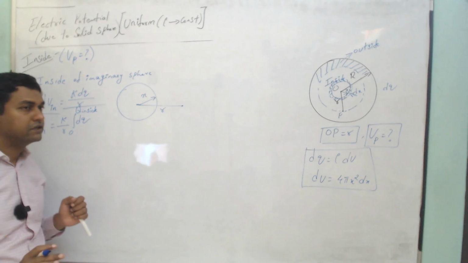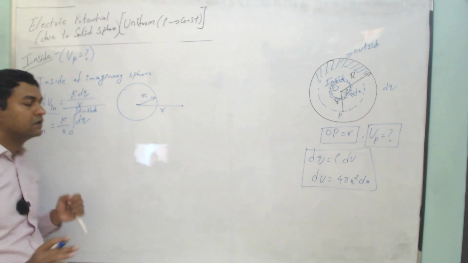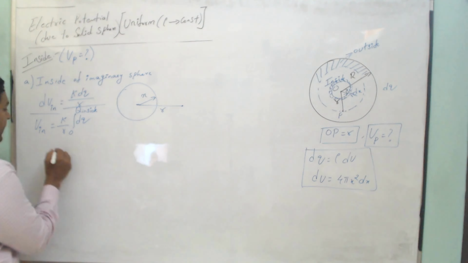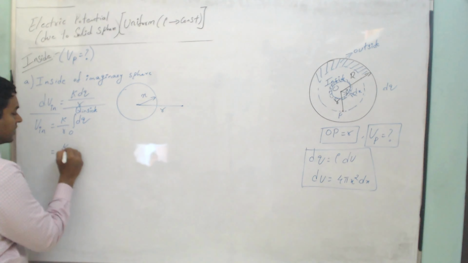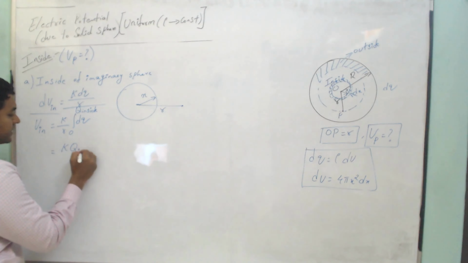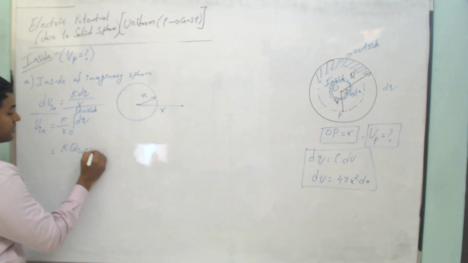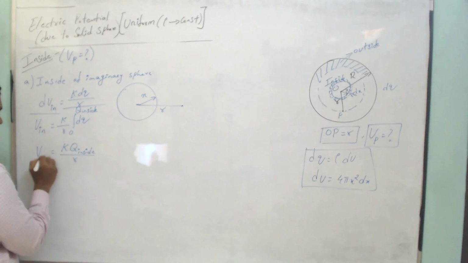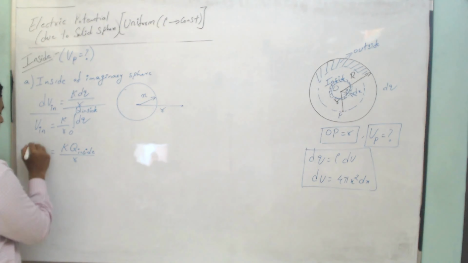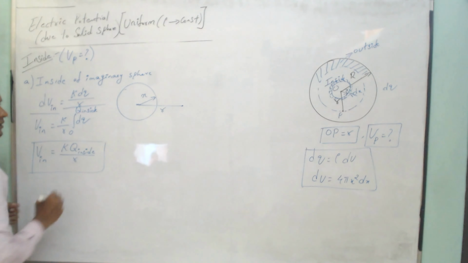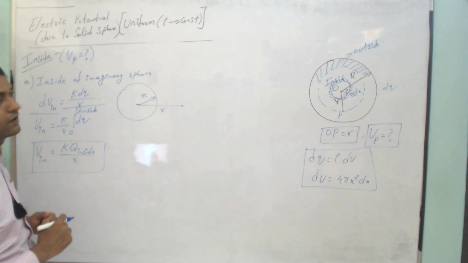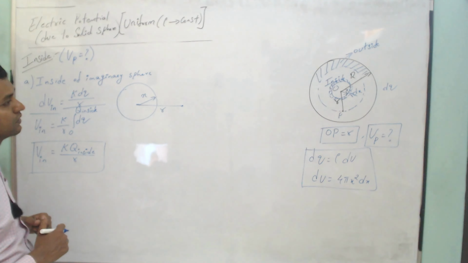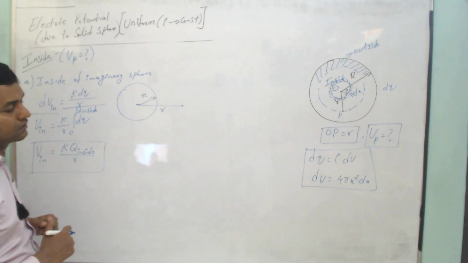Is this clear? Now, can I write this as k q inside divided by r? This is V due to the inside material at a point P. Clear?